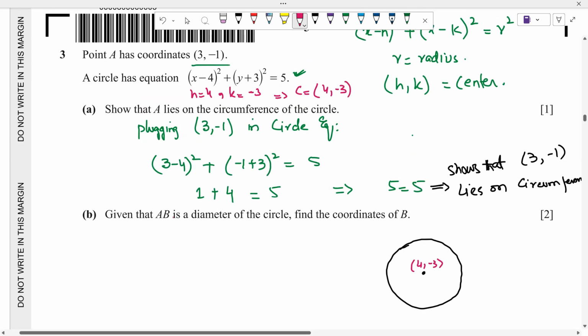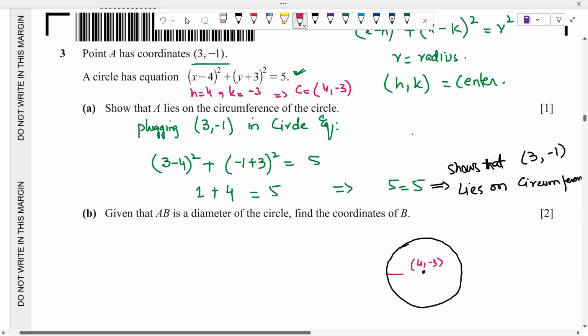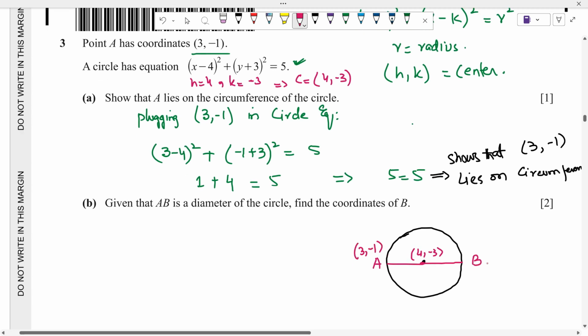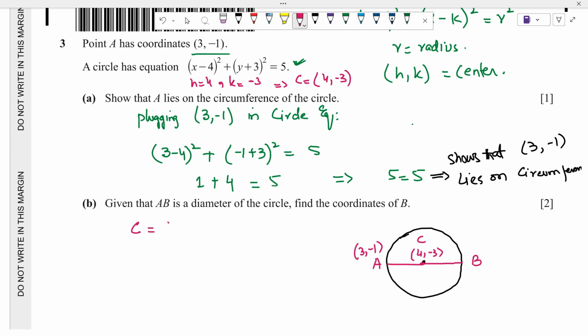And it is given that AB is the diameter. So this one is A and this one is B, and the coordinates of A are 3 comma negative 1. And we need to find the coordinate of B. So this is the center. So we can say that C, which is the center of the circle, is the midpoint of diameter AB.